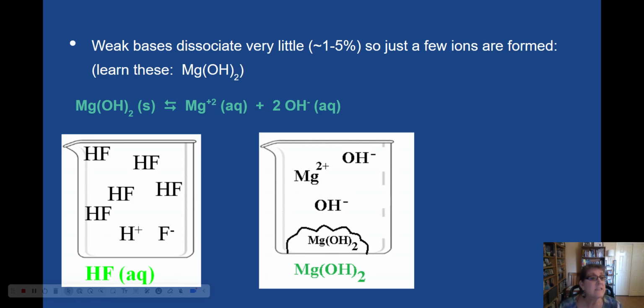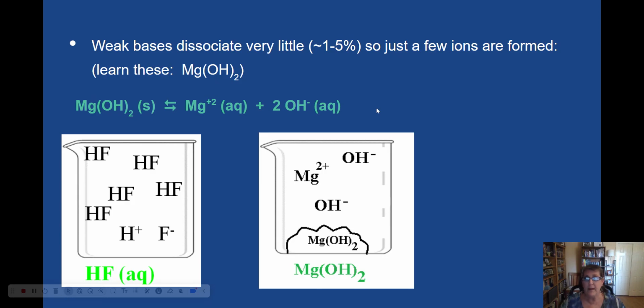Weak bases are similar. They only dissociate 1 to 5%, so just a few ions form. The only weak base we're going to discuss is magnesium hydroxide, Mg(OH)2. Let's look at the equation. We have Mg(OH)2, which is a solid, but if you sprinkle it in water, it'll break apart a little bit, 1 to 5%, to Mg 2+ ions and 2 of the hydroxide ions.